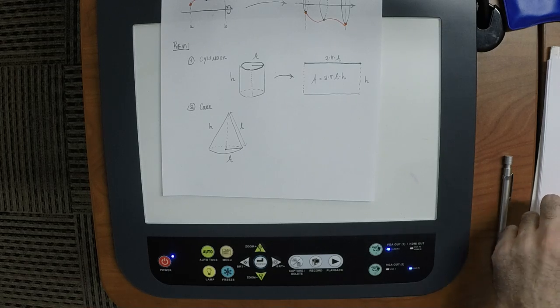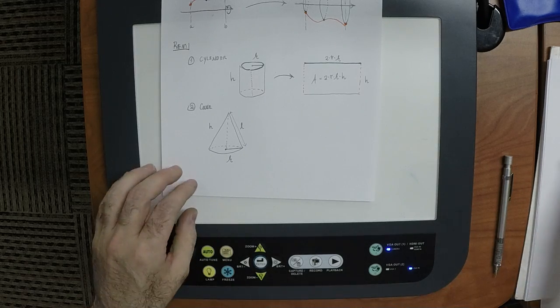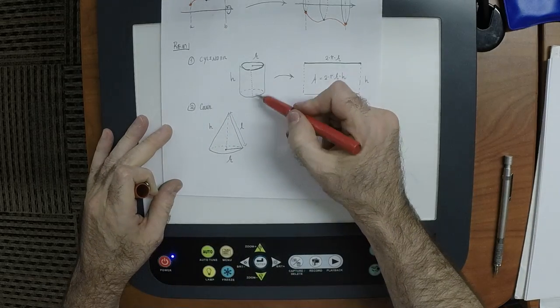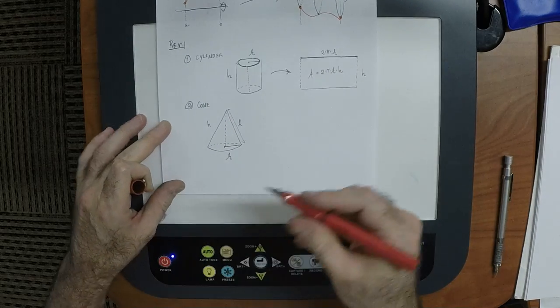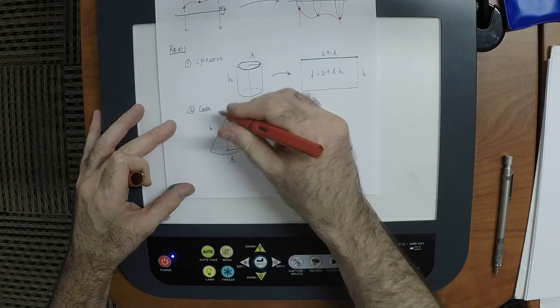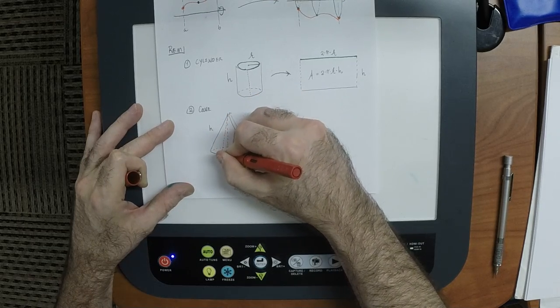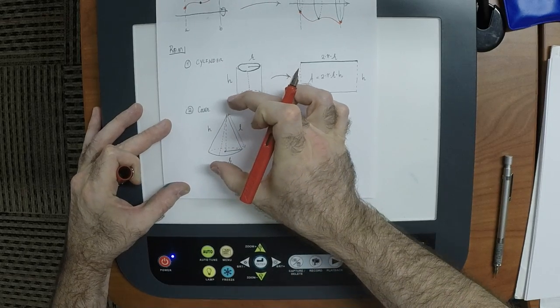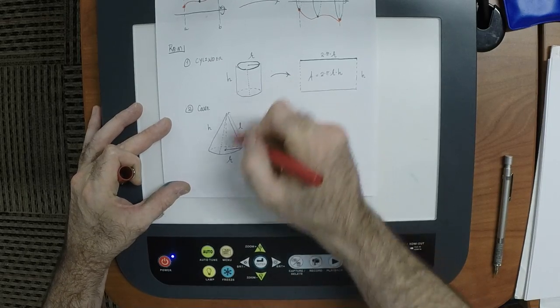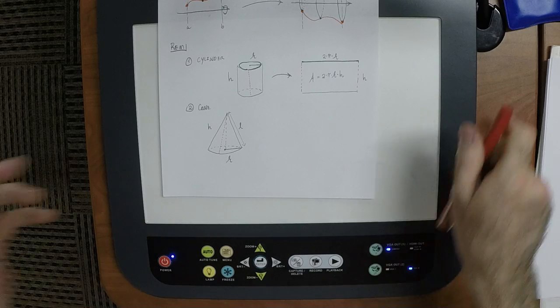So now what we want to do is, just like I surgeried the cylinder, I'm going to surgery the cone. So I'm going to cut it along one of those slant heights. So right there. Okay, so right there. And now here's where you have to use your imagination.